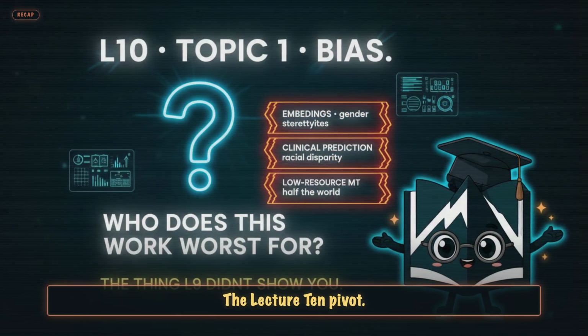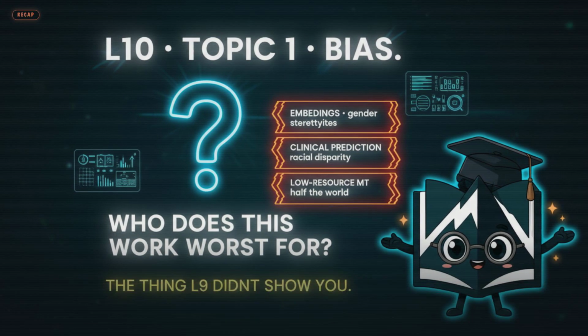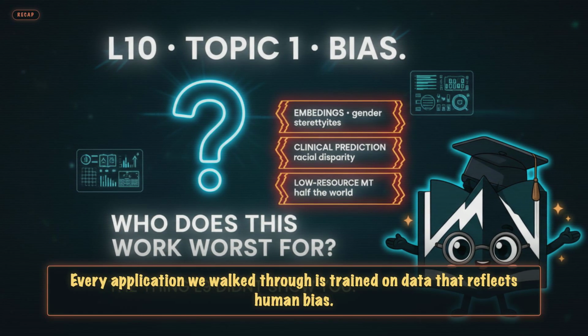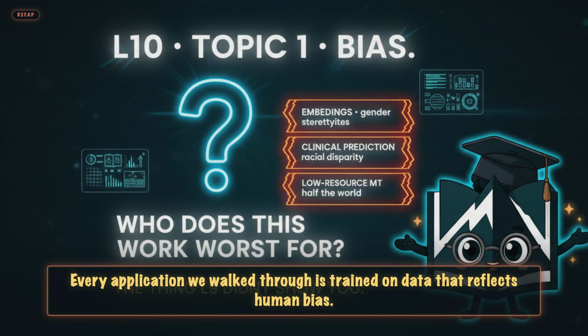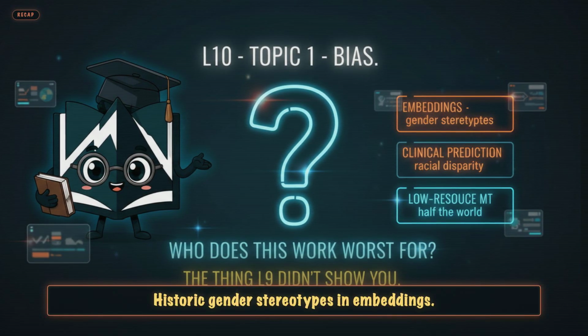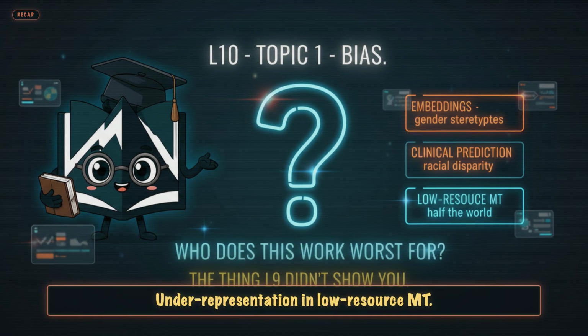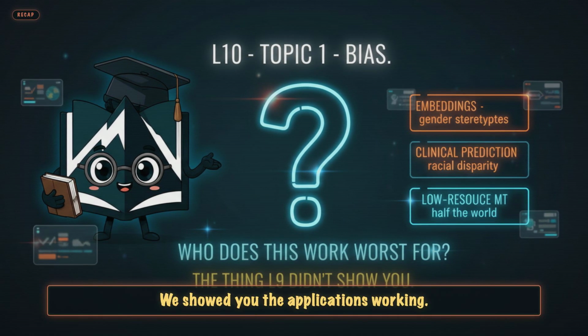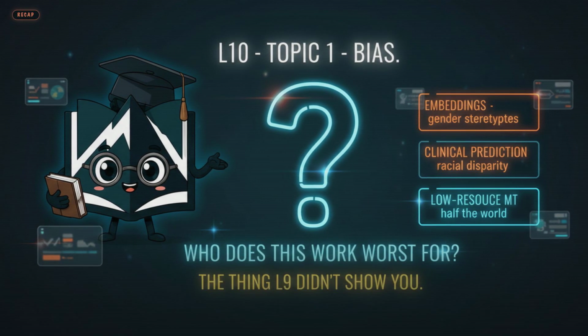Beat 3. The Lecture 10 pivot. What Lecture 9 did not cover, deliberately. First, bias. Every application we walked through is trained on data that reflects human bias. Historic gender stereotypes in embeddings, racial disparities in clinical prediction, underrepresentation in low-resource MT. We showed you the applications working. We did not show you who they work worst for.